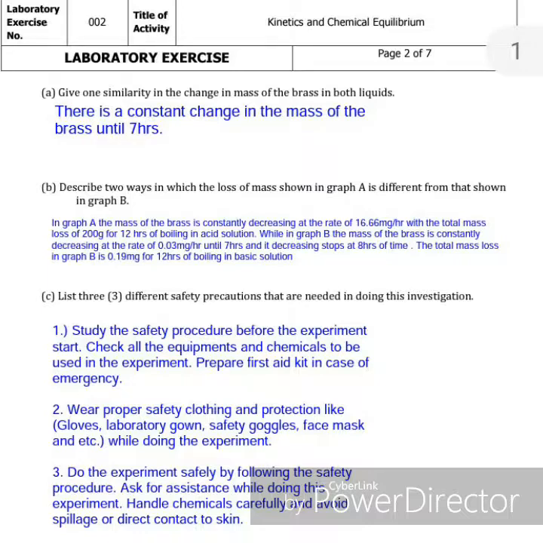While in graph B, the mass of the brass is constantly decreasing at the rate of 0.03 mg per hour, and it stops decreasing at 8 hours of time. The total mass loss in graph B is 0.19 mg for 12 hours of brass boiling in basic solution.